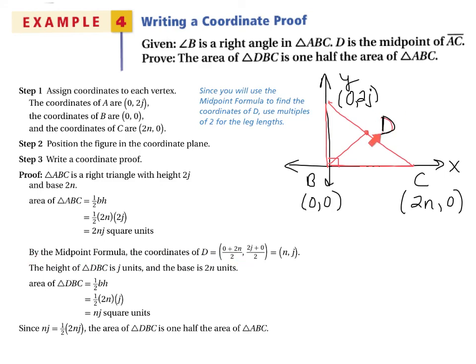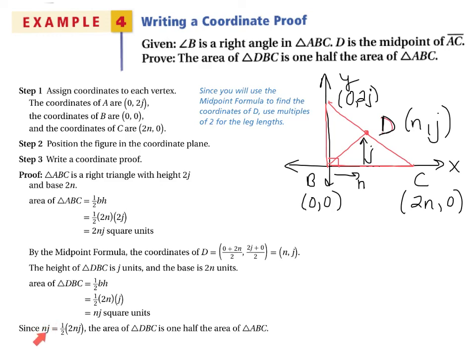Then we need to find the midpoint D. So to find it, we plug everything in, we add the x values together, take half, we add the y values together, take half. That gives us the point here for D as (n, j). Now, the height of DBC would then be what? If we go over n and up j, that means the height is j. So the height is going to be j. The base of the triangle is 2n. So 2n times j and take a half of that would be nj.